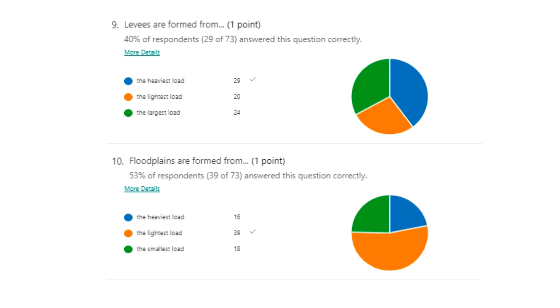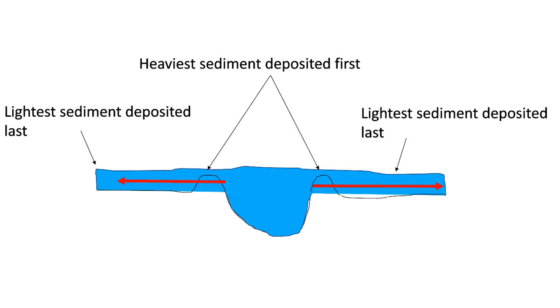Right, we need to know the difference between what levees are made up of and what floodplains are made up of. When a river floods, water moves from the river channel outwards over the land around the river. And we know that when a river moves from the river channel onto the land around it, when it floods, it loses energy. Because it's lost energy, it can't carry the heavy things that it was carrying before. The technical way of saying that is the heaviest sediment is deposited first. The river drops the heavy things first.